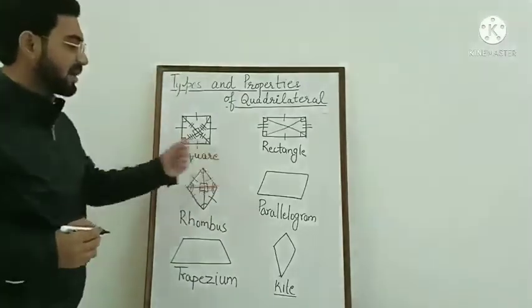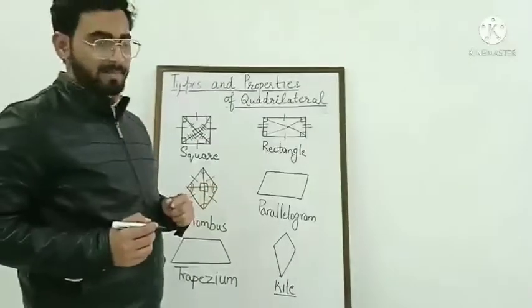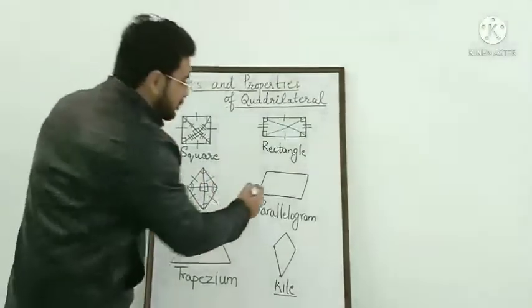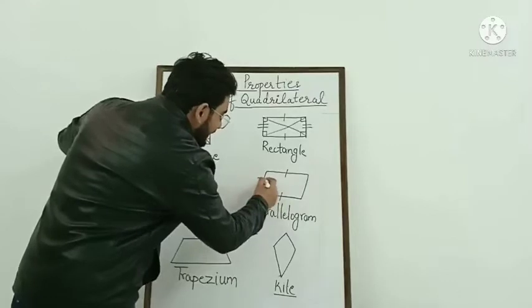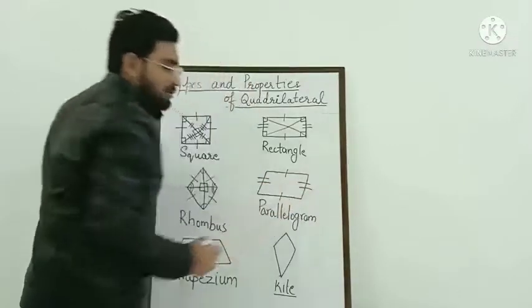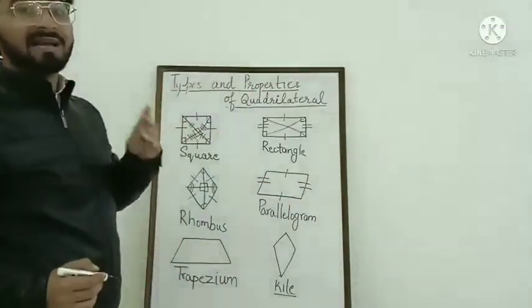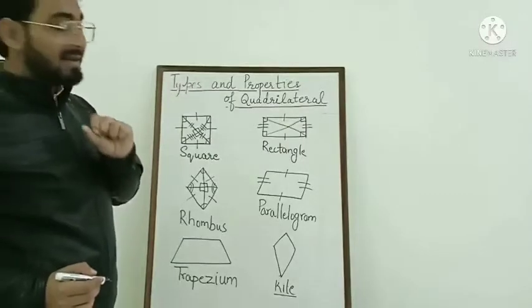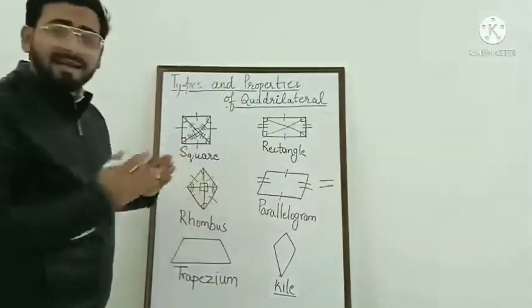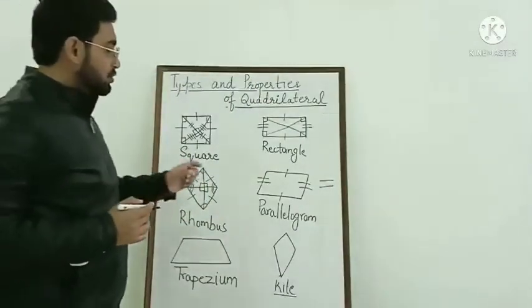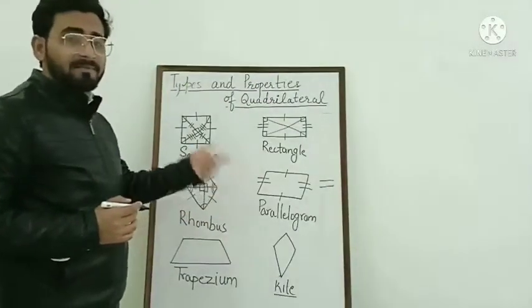Now let us talk about the parallelogram. In a parallelogram, opposite sides are equal. These two sides are equal and these two sides are equal. And opposite sides are also parallel. Parallel means the lines which never intersect, which never cut each other. So opposite sides are equal and parallel.